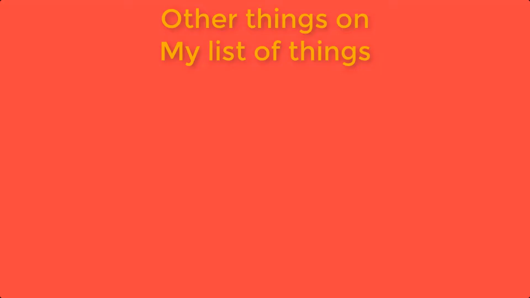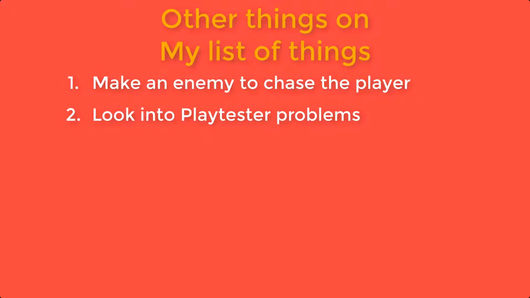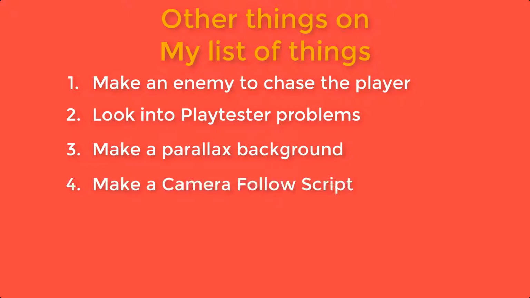I had a few more things on my list of things. 1. Make another enemy for the platformer level, but instead, one that chases the player. 2. Work on some of the problems identified by my playtesters. 3. Make a parallax background for the platformer area. 4. Make a camera follow script for the platformer area. And 5. Animate the sheep enemy.